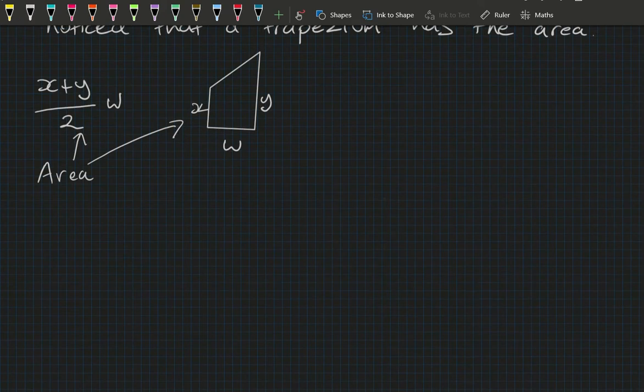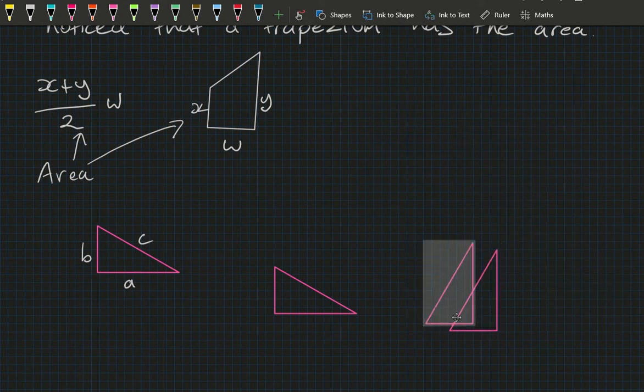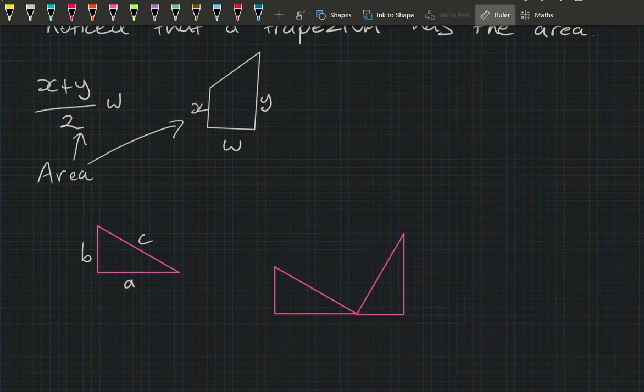Then he noticed that if he took a right angle triangle with sides A, B and C and copied it twice, he could move them together and create a trapezium with one more line. So let me colour that in.